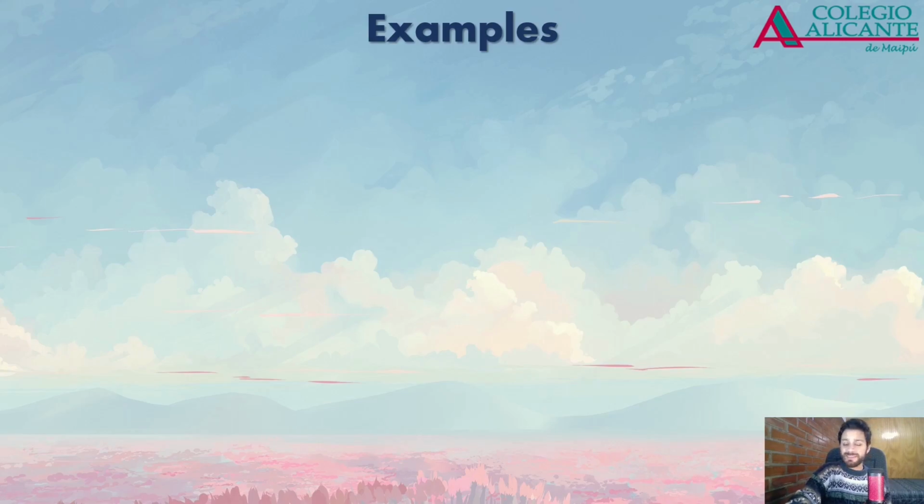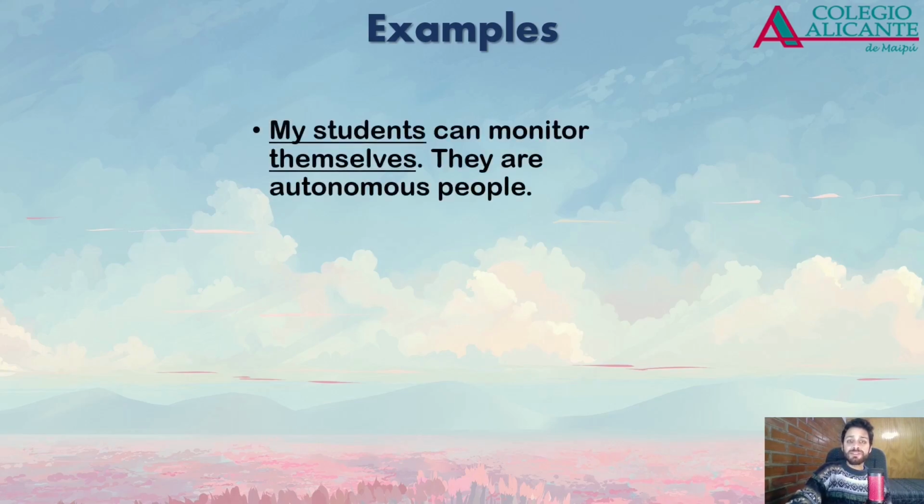Finally, our last example is themselves. So my sentence says, my students can monitor themselves. They are autonomous people. Whenever I give you homework or the possibility to watch these videos whenever you can, it is because I trust you, because I trust in my students, because I know that they can do things themselves. Isn't that true?